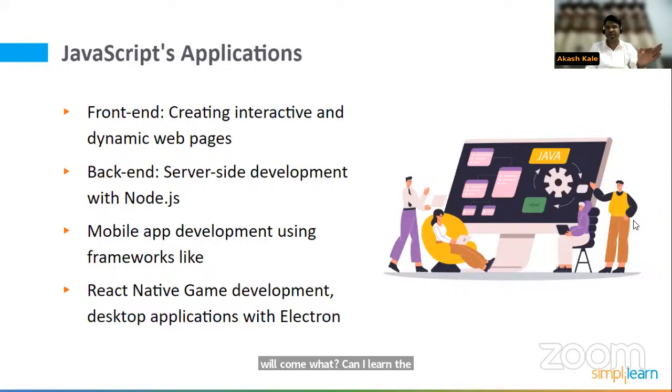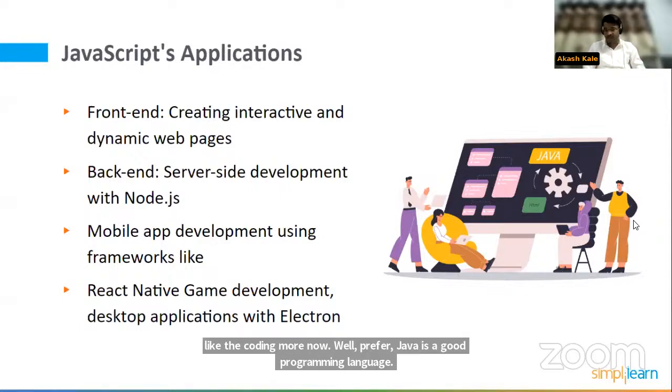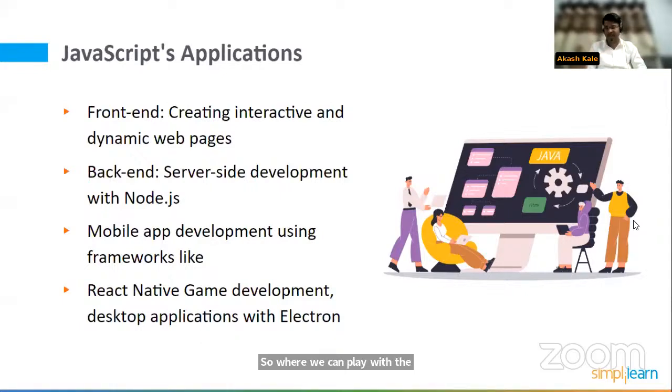The main difference, try to understand: if you are good at programming and you like coding more, I'll always prefer Java as a good programming language, where we can play with the code. But if you are not good at programming, you are good at the design part, and you have some basic knowledge about programming, then JavaScript is good. Because nowadays, whatever we can do with Java, we can do with JavaScript. So both are equal because of Node.js.